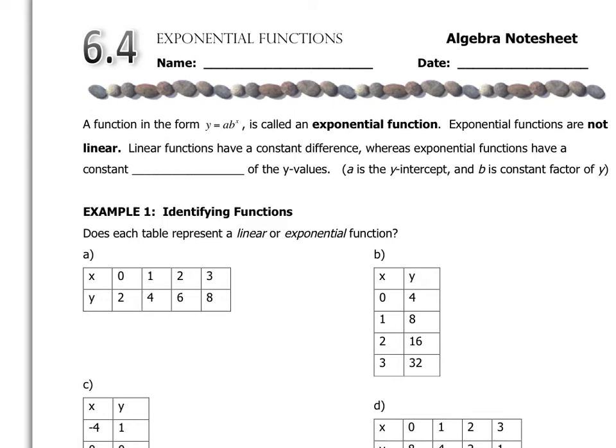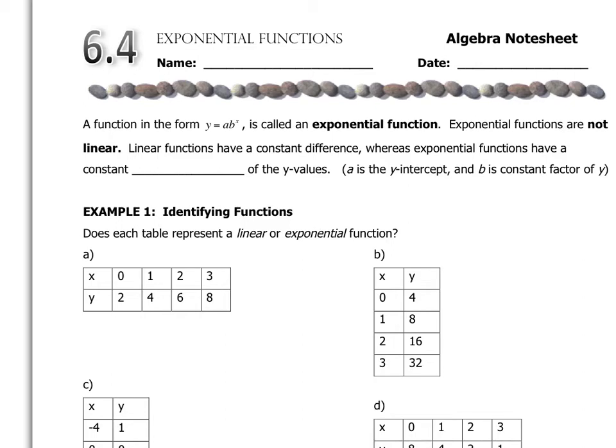Today we're going to talk about exponential functions. So far this year we've been dealing with linear functions, which we know will create a straight line when we graph the function. A function in the form of y equals a b to the xth power is called an exponential function. Exponential functions are not linear.